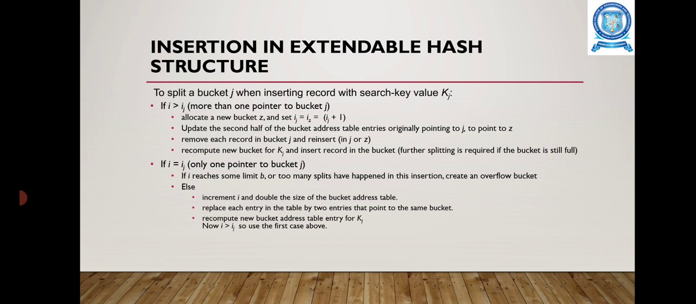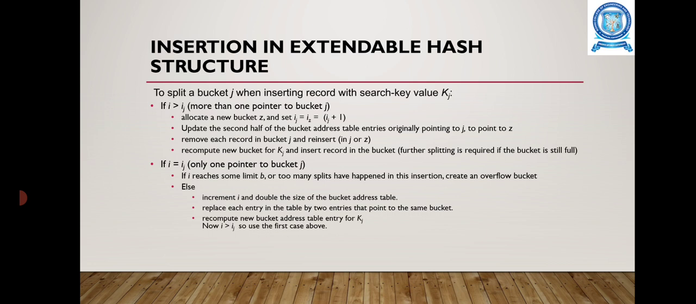Next, insertion in the extendable hash. To split a bucket j when inserting a record with search key value K, the following conditions apply. If i is greater than ij, that is, more than one pointer to the same bucket j, allocate a new bucket z and set ij equal to iz equal to ij plus 1. Update the second half of the bucket address table entries originally pointing to j to point to z. Remove each record in bucket j and reinsert into j or z. Recompute the new bucket for K and insert the record in the bucket. This is one way.